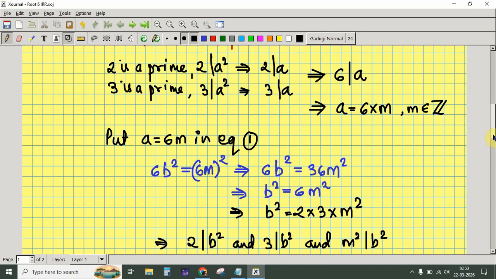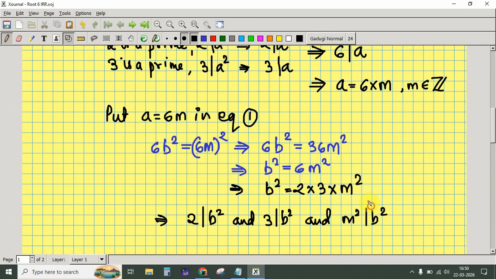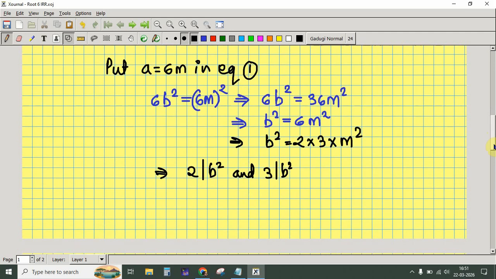Why? Because if suppose M square divides B square, so M divides B. Okay, M divides B. Just look at this equation. This also says that M divides A, but A and B are co-prime. So ये भी possible नहीं है. Okay, so I have removed that branch. So that's not correct.